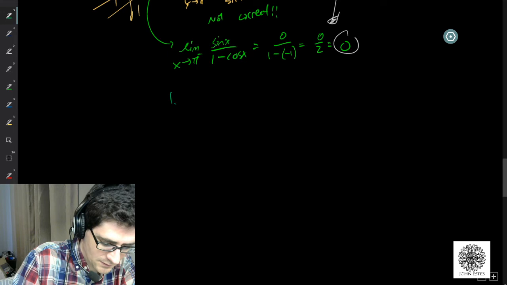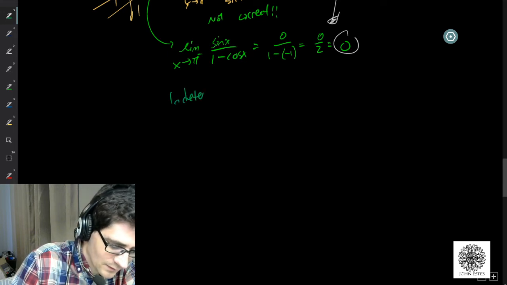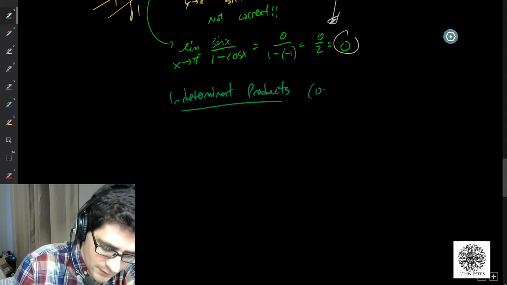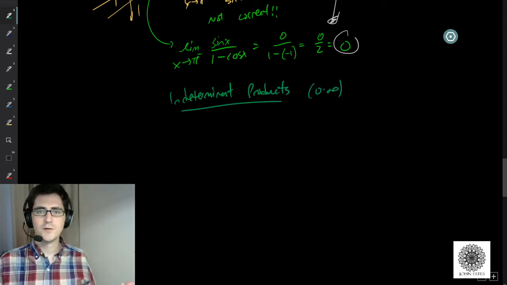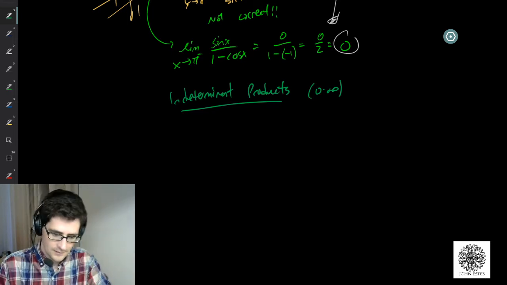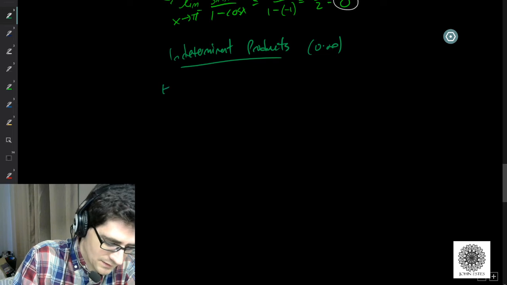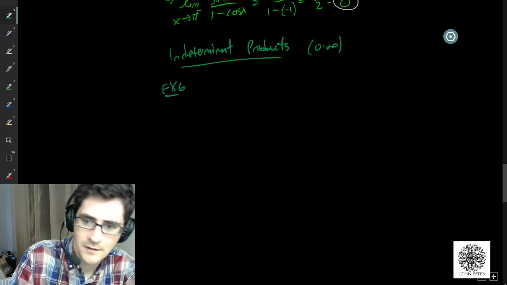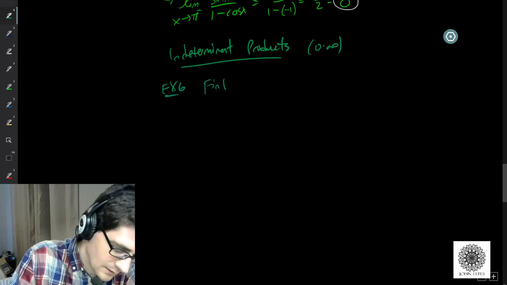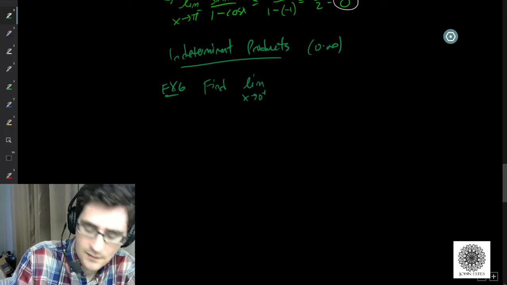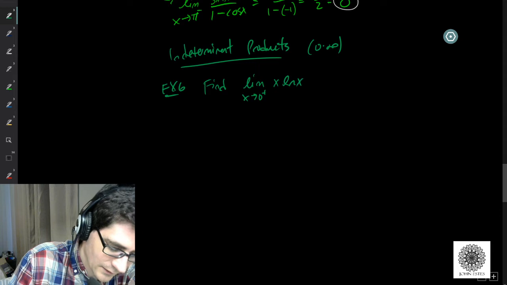So let's call this indeterminate products. Okay, so what would that mean? Like 0 times infinity. What's 0 times infinity? Well, I don't know. Okay, so here, example 6, we want to find the limit as x approaches 0 from the right of x ln x.